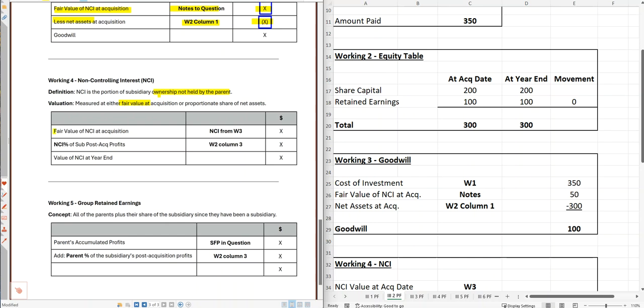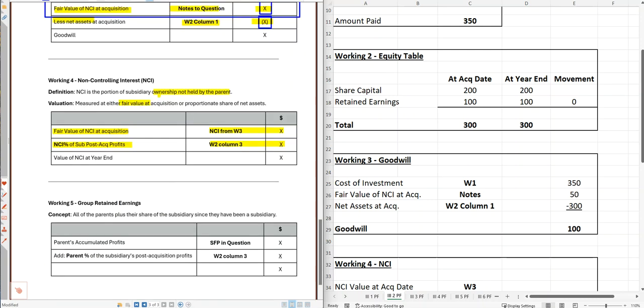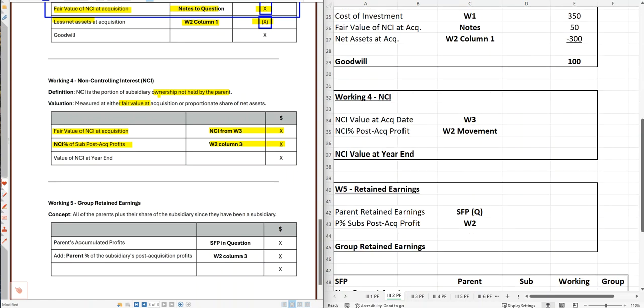We start with the fair value of the NCI at acquisition, and then we give them any post-acquisition profit. However, in this question, there isn't any. So it's really just going to be the NCI at acquisition, and you get that from working 3, i.e. we already used it. Because look, here in working 3, we already put in the NCI at the date of acquisition. So you use that figure from working 3 to start working 4. If there's been any post-acquisition profit, you bring that in as well, but there hasn't been in this one. So I'll give you 30 seconds. See if you can fill in your working for the NCI.